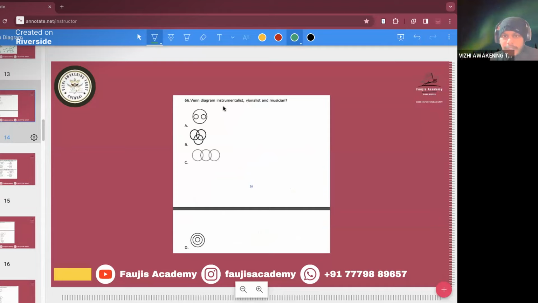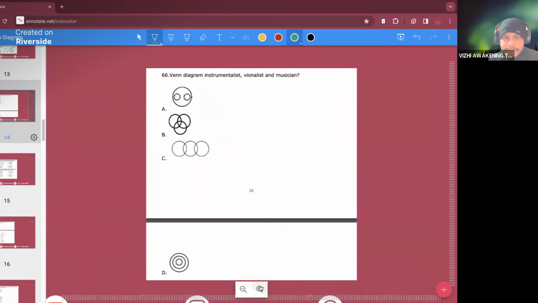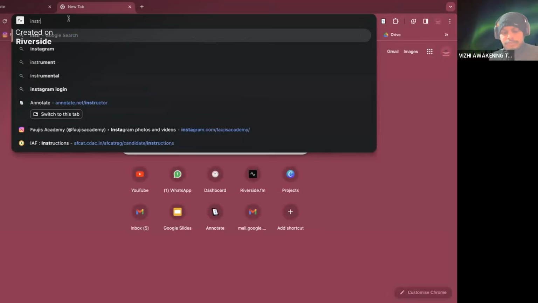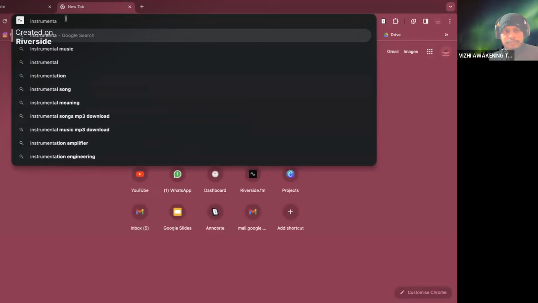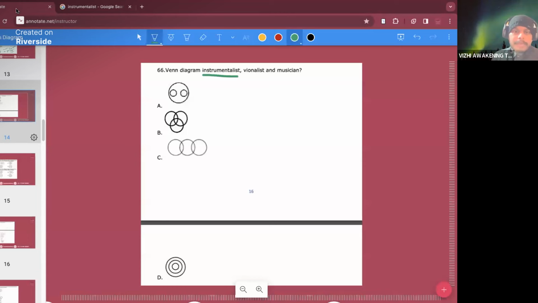Instrumentalist and violinist, are these two the same or different? Just trying to check. Player of a musical instrument, okay. So I think D should be the answer in that case.